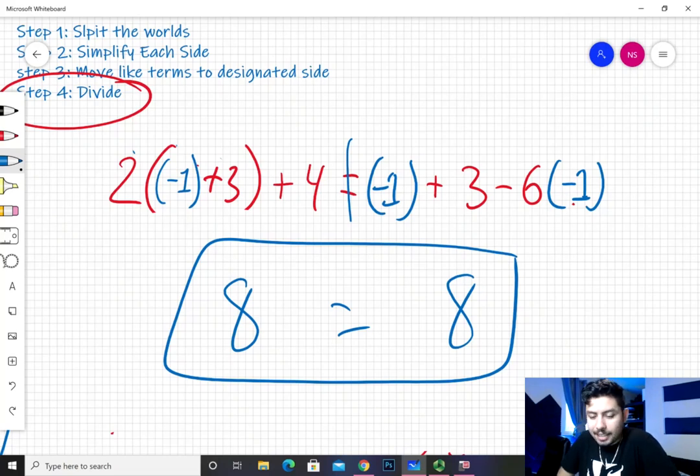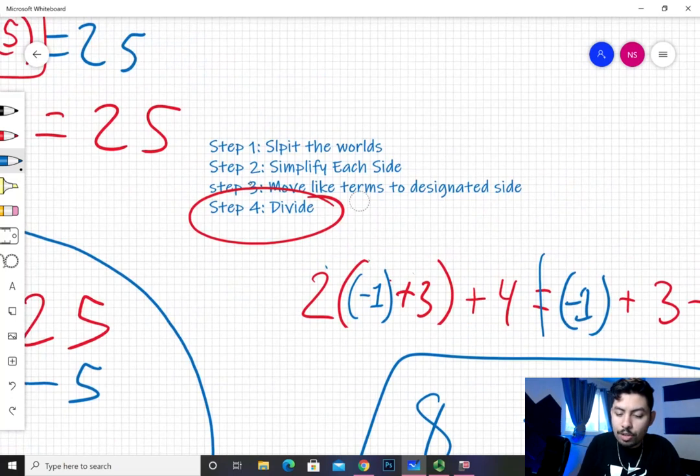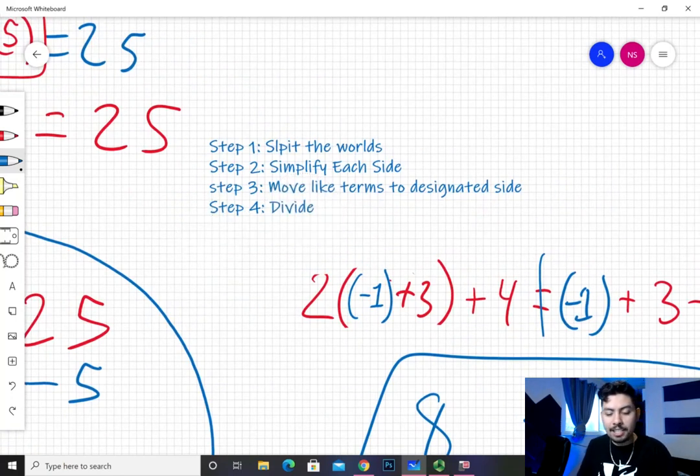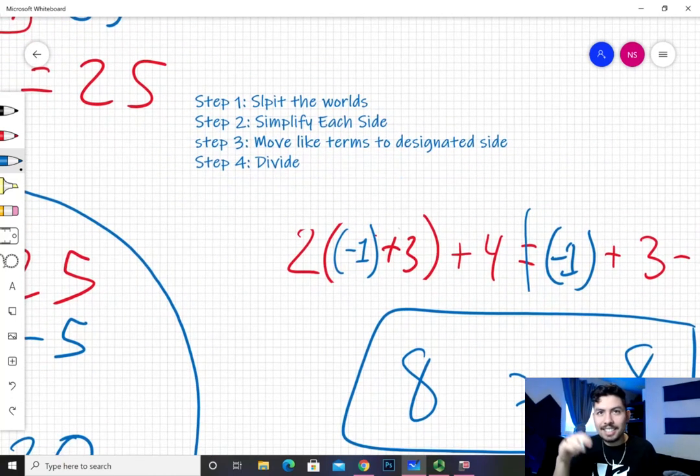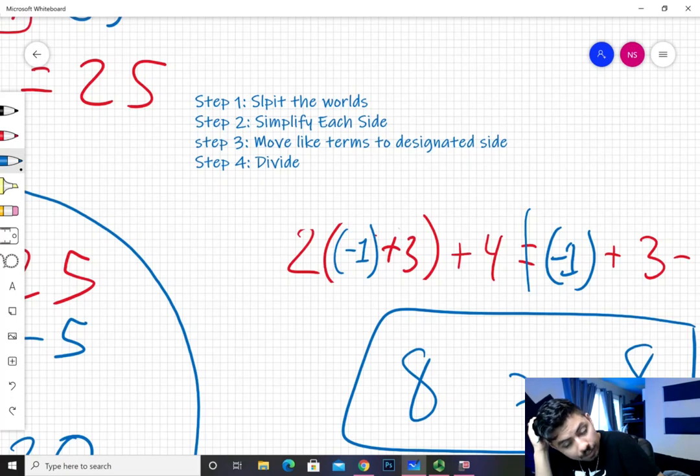Okay, my friends, that was multi-step equations. Pretty straightforward. It's just 4 steps that you need to master. You're going to get the vibe, you're going to get this down, and then you're going to actually end up enjoying this, trust me. So make sure you do the worksheet.